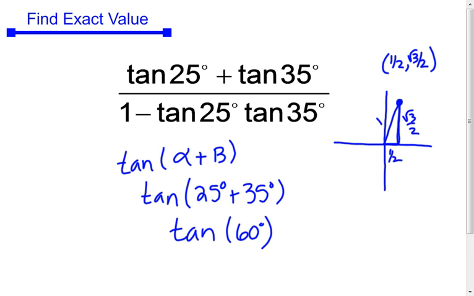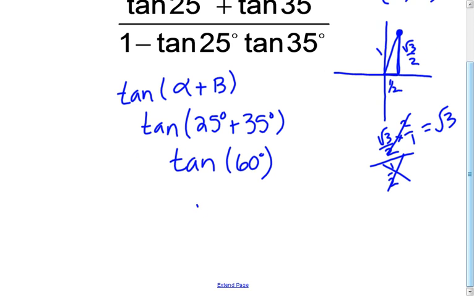Remember that tangent is your opposite over your adjacent. So your opposite, or your y value, is square root of 3 over 2. And your adjacent, or your x value, is 1/2. And then of course you'll flip it. And the 2's will cancel. And you'll get root 3. So tangent at 60 is root 3. And that is your final answer.